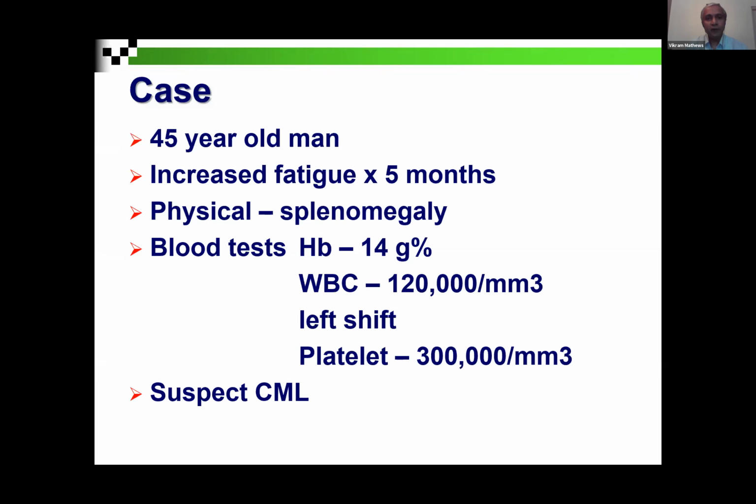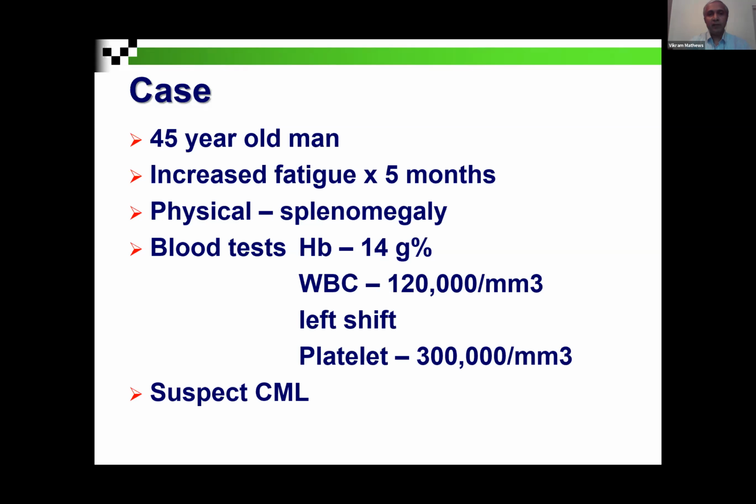We have a 45-year-old man who presents with just increased fatigue of 5 months duration. He's got a splenomegaly, and those are his blood counts, a hemoglobin, a WBC, which is elevated. I'm not going into the details. It's a left shift, but it typically looks like CML, and a platelet is 300,000 per cubic millimeter.